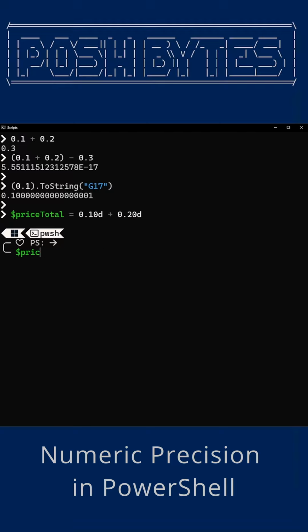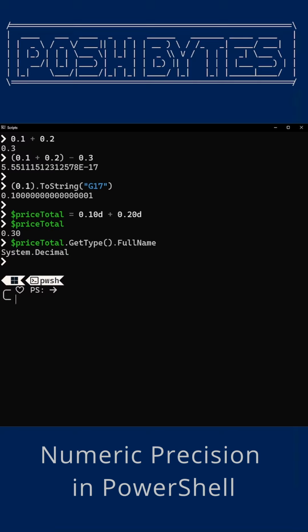But thankfully, there's the solution: decimal. Switch to decimal, and suddenly your math is boring again. Predictable, correct, exactly what your accountant or automation wants. Decimal uses a base 10 representation to avoid these binary floating point inaccuracies and behave exactly as you expect.